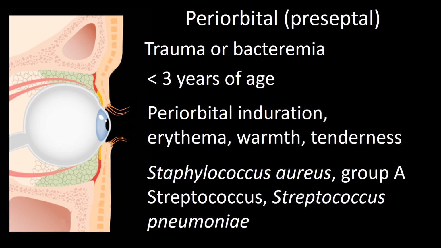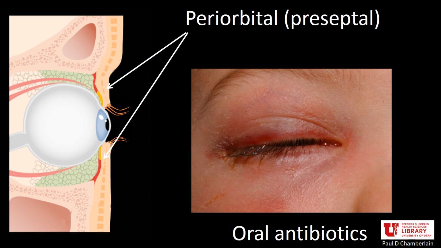As we mentioned, preseptal infections can occur due to trauma, such as a few days after a bug bite or during a bacteremia. Usually, it presents in young children. Clinical manifestations are periorbital induration, edema, warmth, and tenderness. The most frequent agents are Staphylococcus aureus, group A Streptococcus, and Streptococcus pneumoniae. Unless the patient looks septic, the patient with periorbital cellulitis can be treated with oral antibiotics.